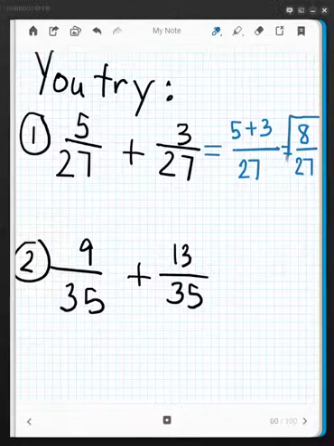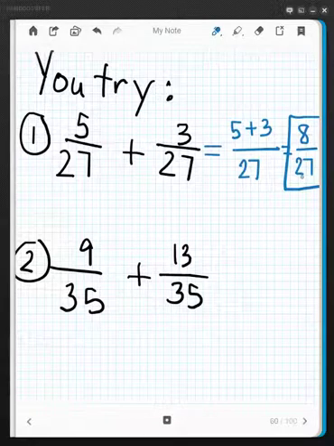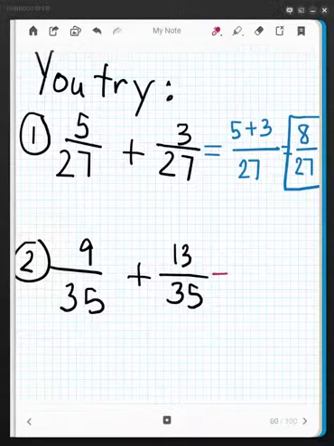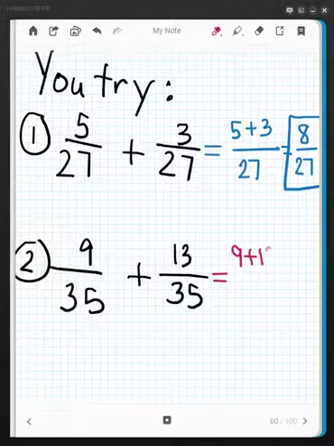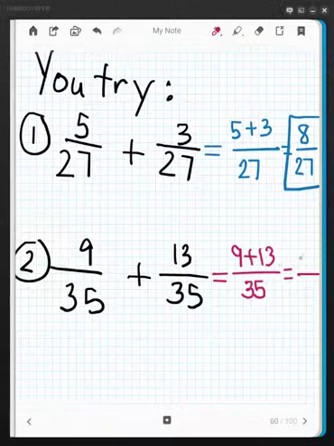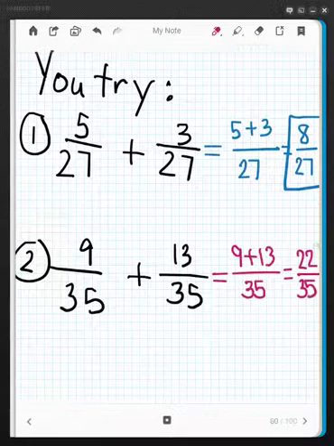Now the last step here I'm not going to do because I'm just practicing the basics. Then we'll get into what happens with step number 4 where you have to reduce or change to a mixed number. Now this next problem, again, we're going to take the numerators, 9 and 13, and add them together, and we'll put them over the denominator that's the same in both, 35. Then 9 and 13 is 22, and that's over that common denominator of 35.